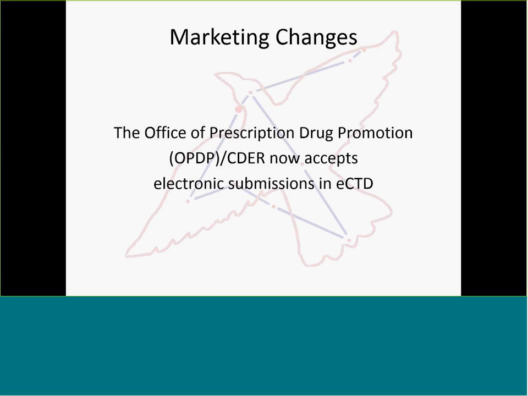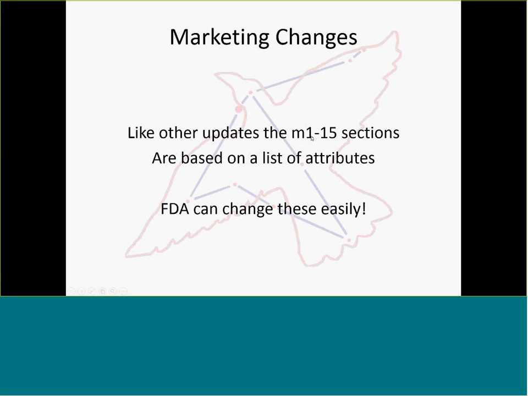Now, something that's really interesting, again, is a new thing. Marketing materials can now be submitted through eCTD. Up until a couple of months ago, OPDP was not accepting anything electronic. They are now, and you have the option of submitting all of your marketing materials through your application, through your eCTD, in section 15 of Module 1, and again, it's based on a list of attributes. Just remember, they can and almost certainly will change these relatively frequently, as they find a need to. It's important that you keep up with all the changes, different options, and everything like that. In many ways it will be much more work intensive to keep your application up to date.